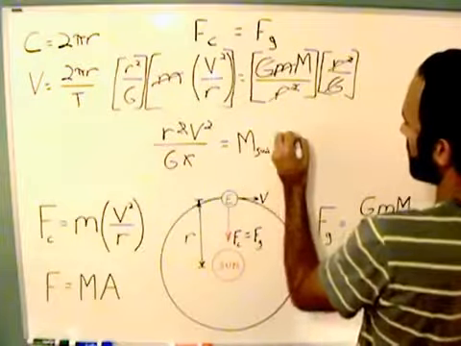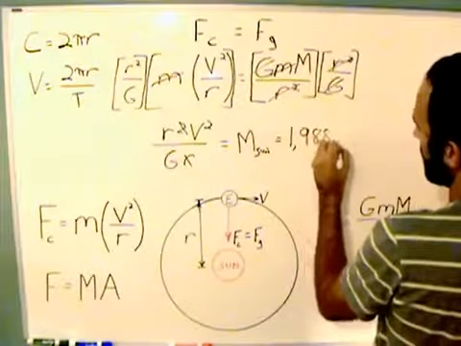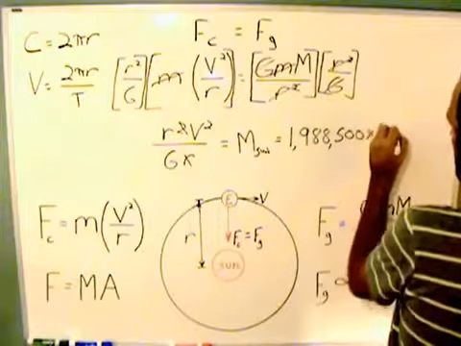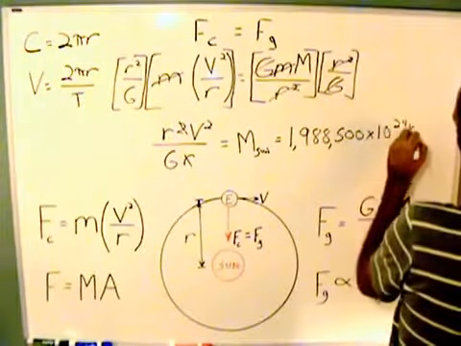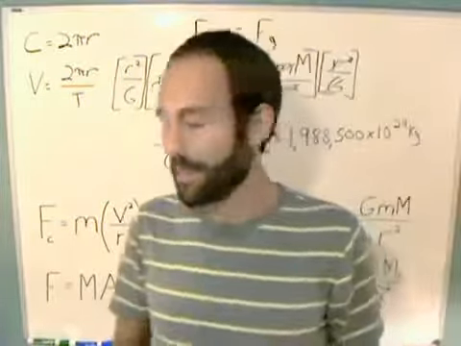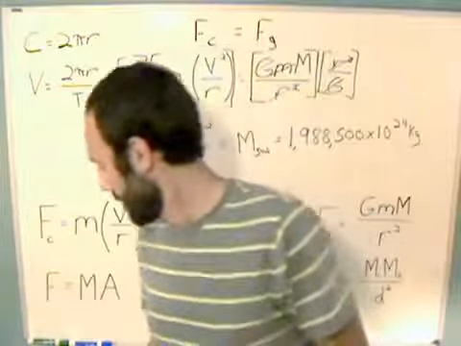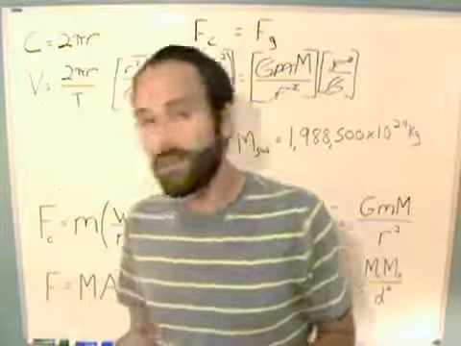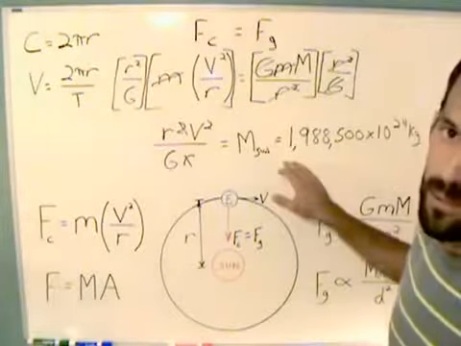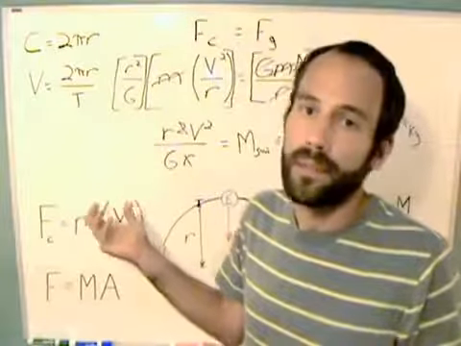And that comes out to 1,988,500 times 10 to the 24th kilograms. And this is many, many times more massive than the Earth. The Earth is actually 5.97 times 10 to the 24th kilograms, I think. Is that written down? Yep, roughly. So, many, many times more massive than the Earth, is what we're told. Which, you know, see the solar system model, the Sun appears huge compared to all the planets.